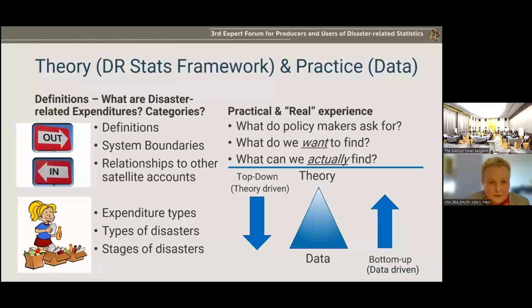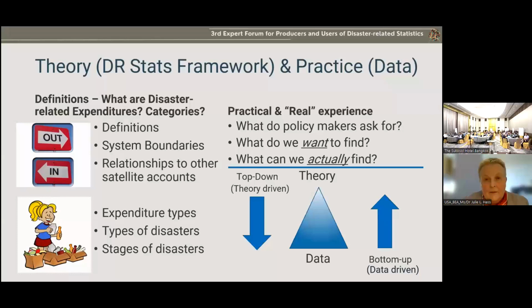As part of this, we also need to have other types of categories. We have expenditure types, investments, running costs. We have different types of disasters. Do we want to have the expenditures by types of disasters? Or do we want them by stages of disasters? And so that's oftentimes what we are thinking about and making into a statistical framework, what I would call theory.